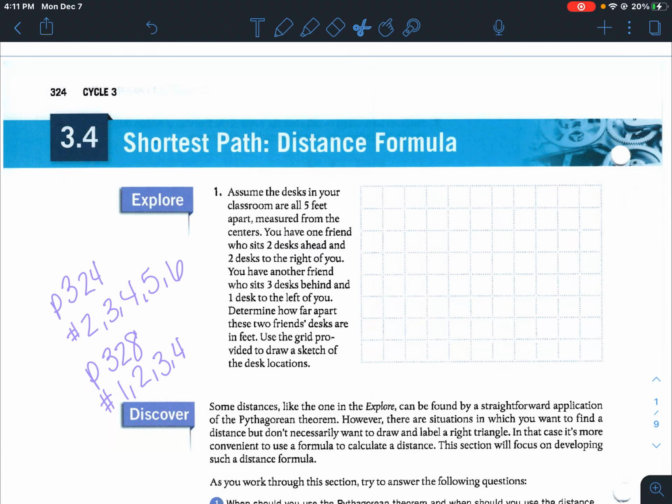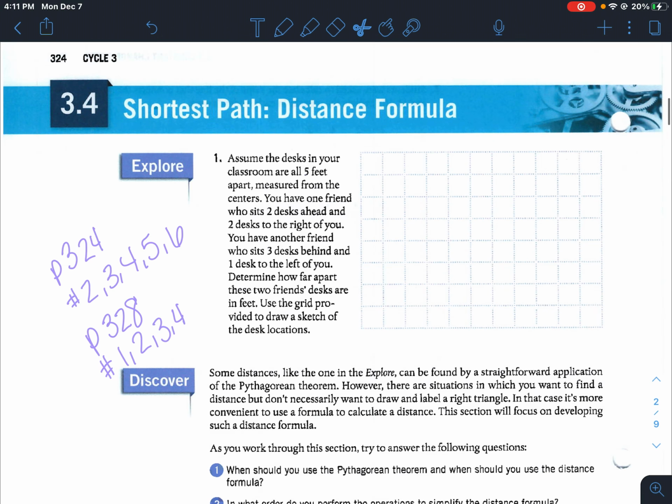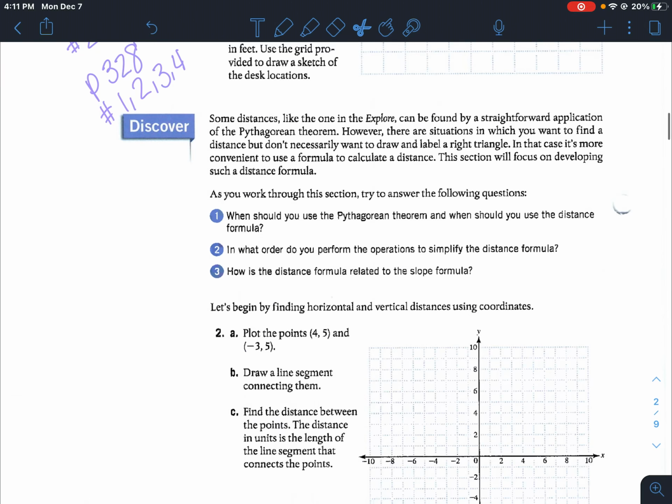All right, today is 3.4, the distance formula. Hopefully you weren't too scared by all of the problems that I have listed. It really looks like a lot, but I promise you it's not going to be too bad. We're going to skip the first one. It's pretty easy if you wanted to give it a try on your own. I just thought it was too easy, so I skipped it.